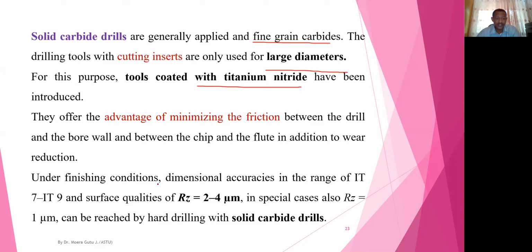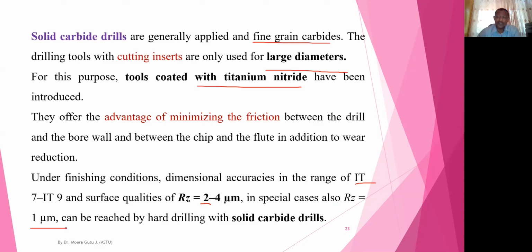Under finishing conditions, the dimensional accuracy is in the range of IT, the symbol for international tolerance, up to IT7, IT9. The surface quality Rz, the roughness level, is 2 up to 4 micrometer. The smooth surface is 2 micrometer and the rough surface is 4 micrometer. In special cases, the Rz is also 1 micrometer. Means drilling up to 1 micrometer will get you very, very smooth surfaces.